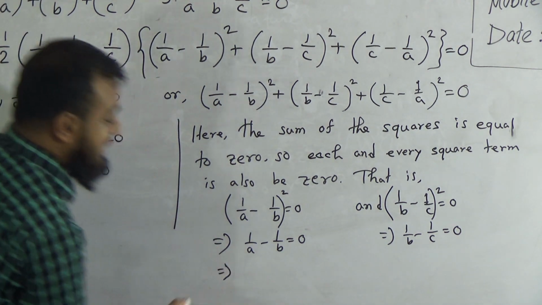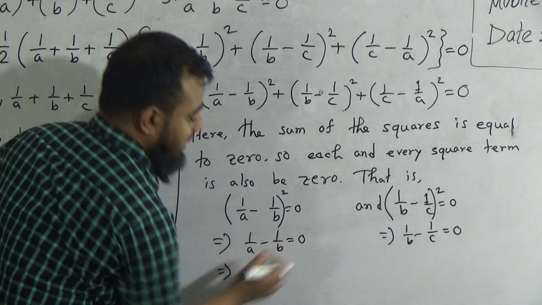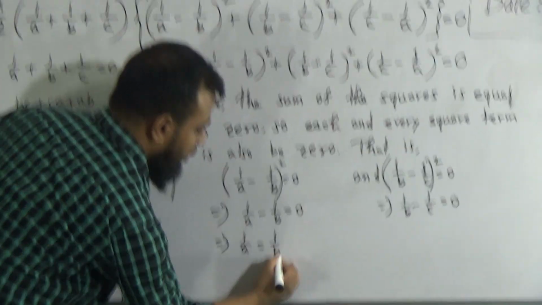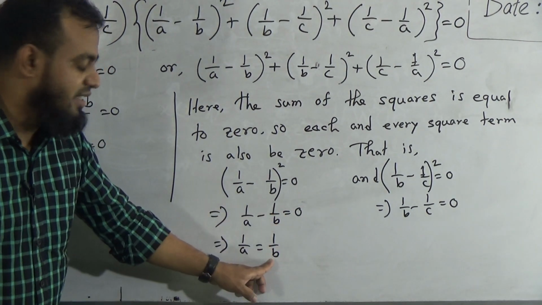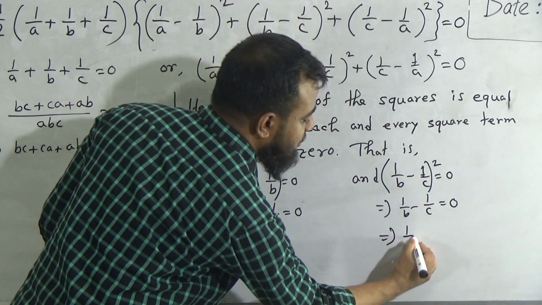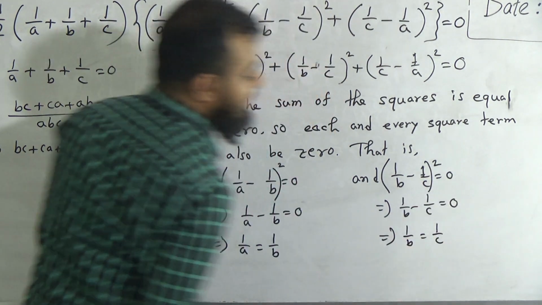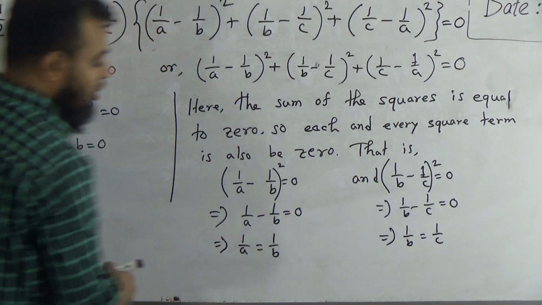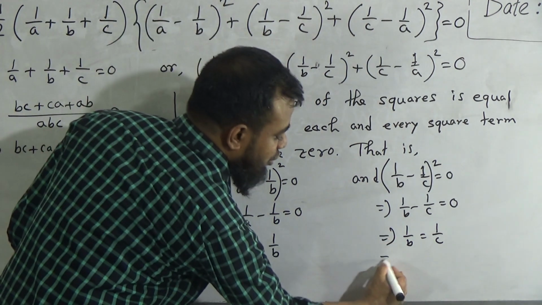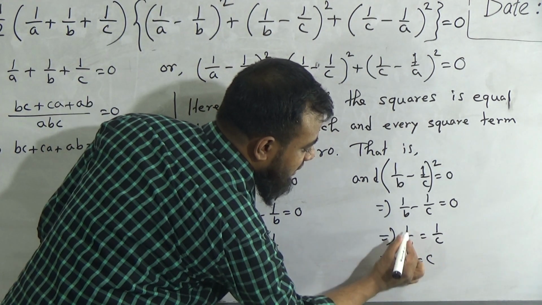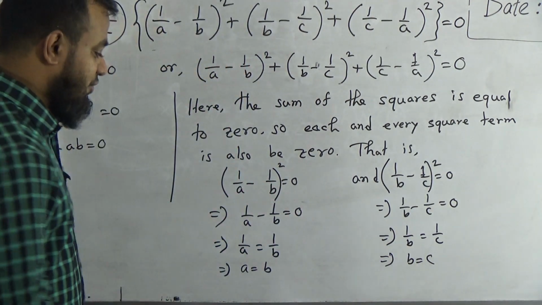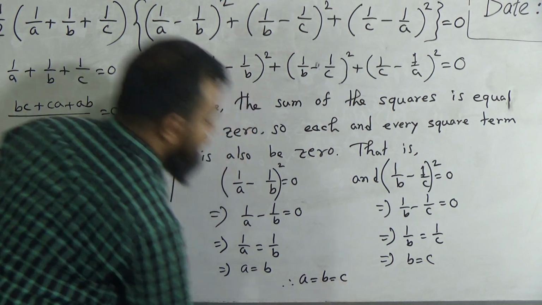Look, my dear students, it's very easy and very simple. First of all, we will transfer this one into the right side. If we transfer this term into the right side, we will get in the left side 1 by a equal to 1 by b, because 1 by b had a minus sign before, that's why it will take a plus sign. And in the right side we will have 1 by b equal to 1 by c, because minus 1 by c we can transfer to the right side, it will take a positive sign. Now by cross multiplication we can write down a is equal to b, and here also by cross multiplication we can write down b is equal to c. So we have got, my dear students, a equal to b and b equal to c. Therefore a is equal to b is equal to c.